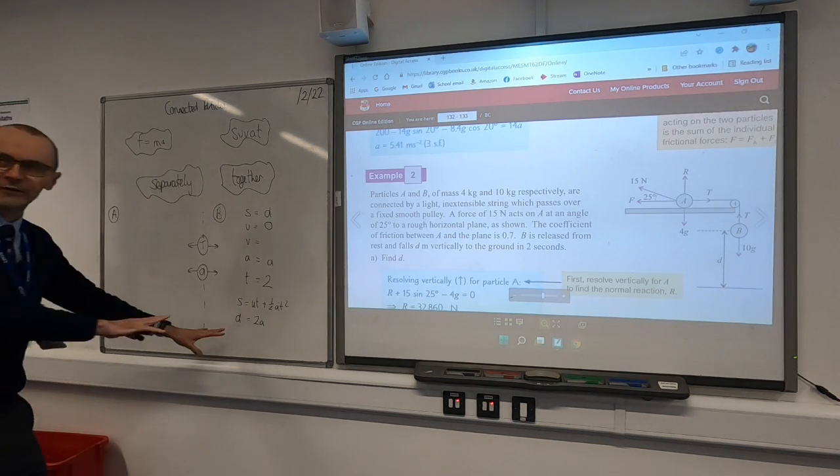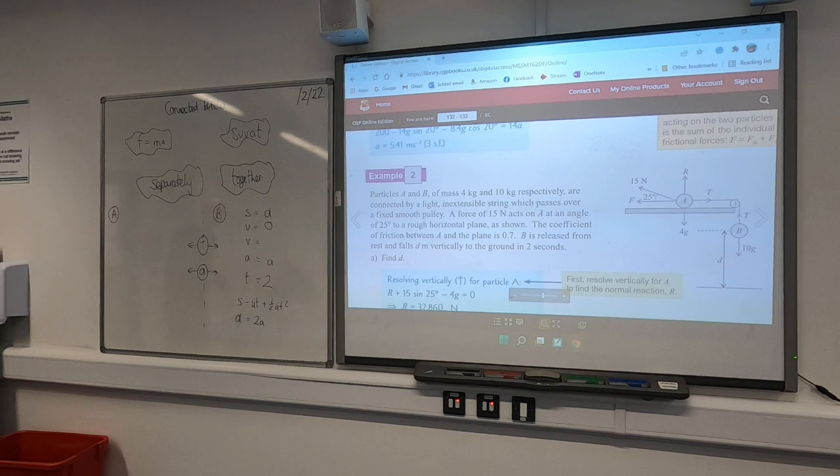So we haven't got a value for D, haven't got a value for a, so we now need to move across to the A particle. And so John, what approach are we going to use on the A side? Is it going to be suvat? Is it going to be F equals ma? F equals ma, that's right. So go on, see if you can get somewhere with that.